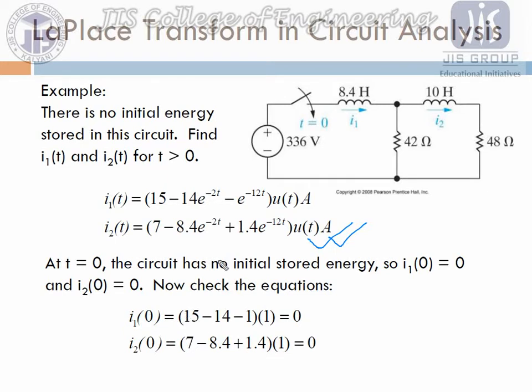So 15 into e to the power minus twice 2t, at t equals 0, means e to the power 0, and e to the power 0 means 1, so that will be minus 14. Similarly over here also e to the power minus 0 will be 1, and u of t, that is u of 0, means 1, the unit step. So obviously if we calculate it, it will be 0, and similarly for I2 of t, if we put t equals 0, then these terms will also be 0.